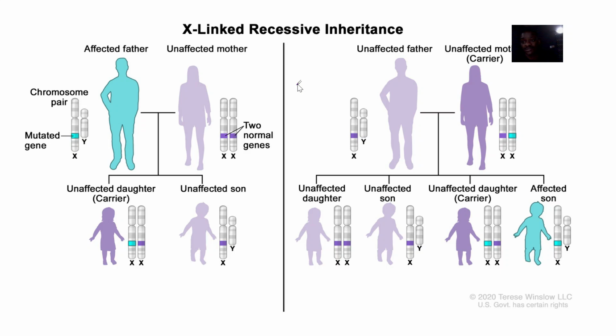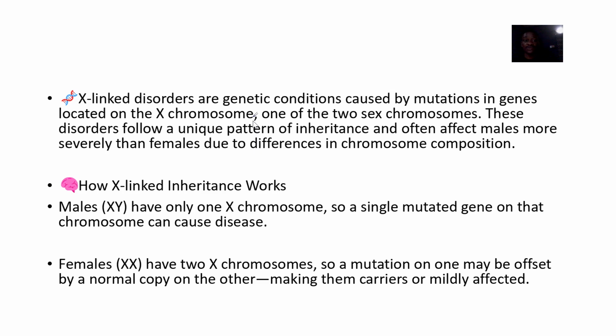Everything I explained, you can pause and observe it, alright? See the XY, see the XX, what I was explaining. So for an overview of X-linked conditions, we say that they are genetic conditions caused by mutations in genes located on the X chromosome. That's one of the two sex chromosomes. These disorders follow a unique pattern of inheritance. They often affect males more than females. I was telling you guys, the male has only one X. Once it's affected, I'm gone.